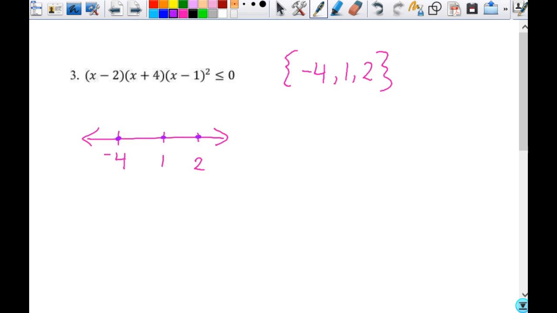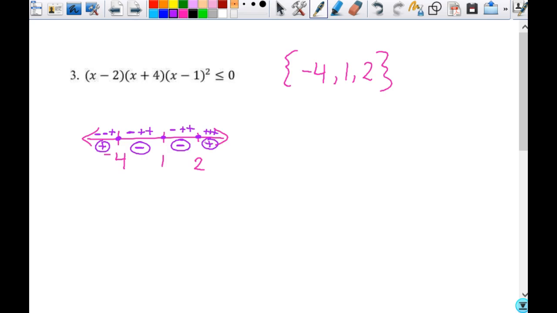So if I plug in negative 5, this is going to give me negative, negative. The third one has to be positive, so that makes this positive. If I plug in a 0, we get negative, positive, positive, which is negative. If I plug in 1/2, then that's going to give me negative, positive, positive, which is negative. And then if I plug in 3, I'm going to get positive, positive, positive, which is positive, right?